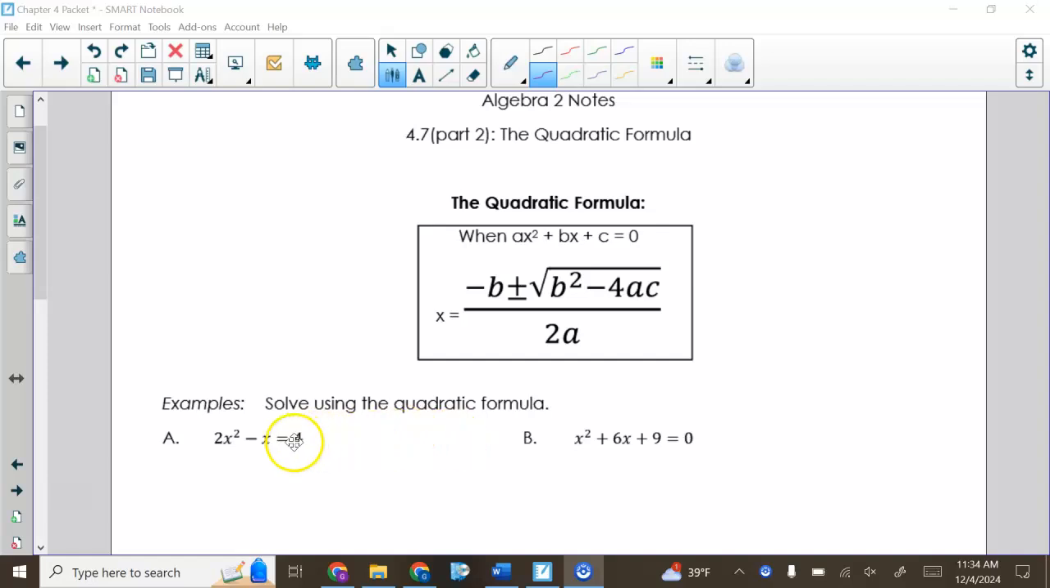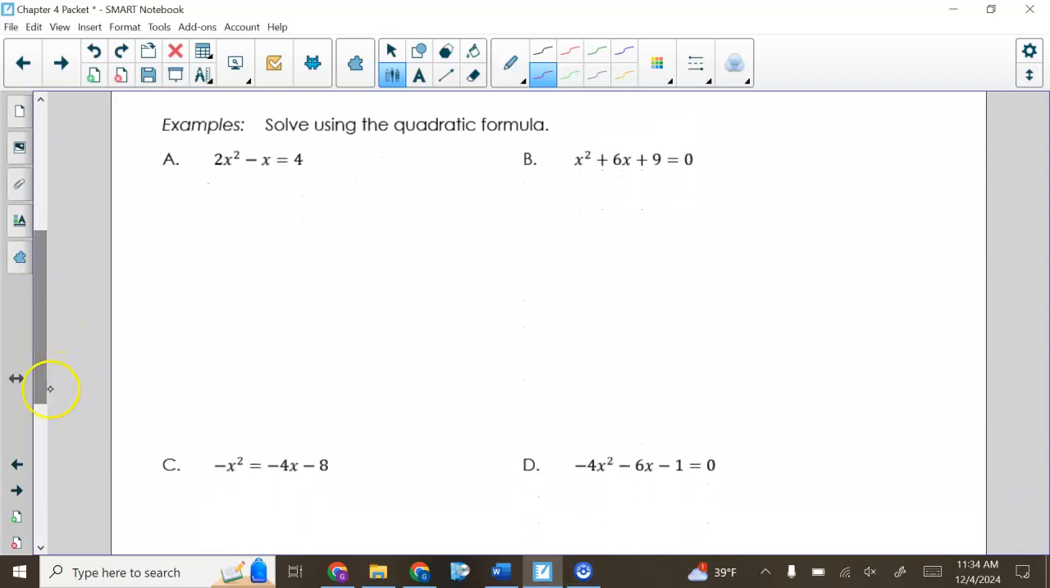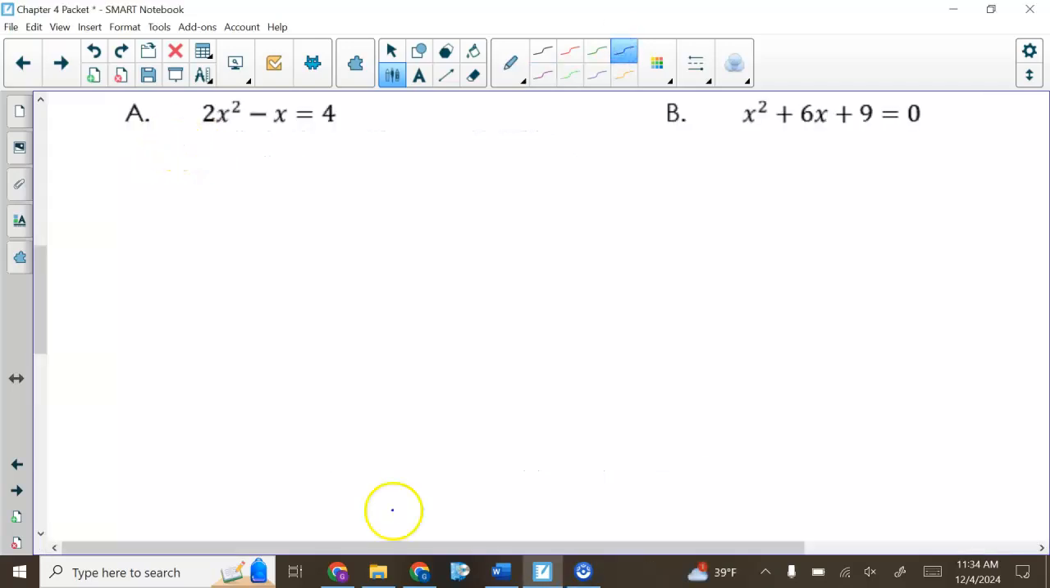All right, so first up, we need to get our equation in the ax squared plus bx plus c equals 0 form. So for this first one, we just need to subtract that 4 to the other side. So we'll get 2x squared minus x minus 4 equals 0. And then for the quadratic formula, we've got our a is 2, our b is -1, and our c is -4.